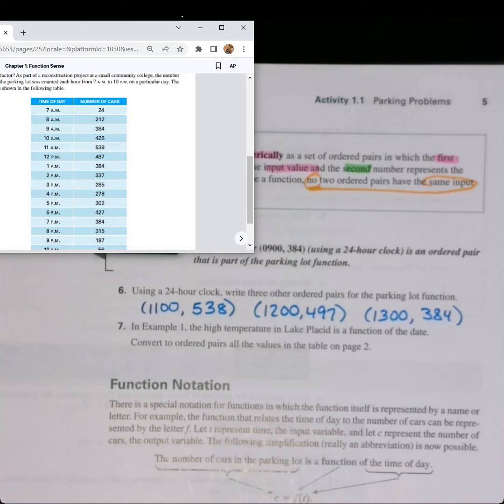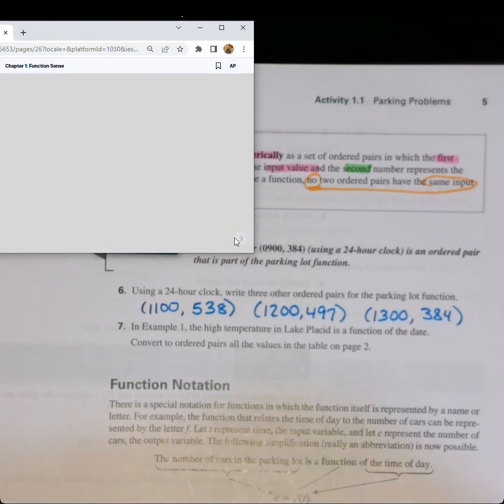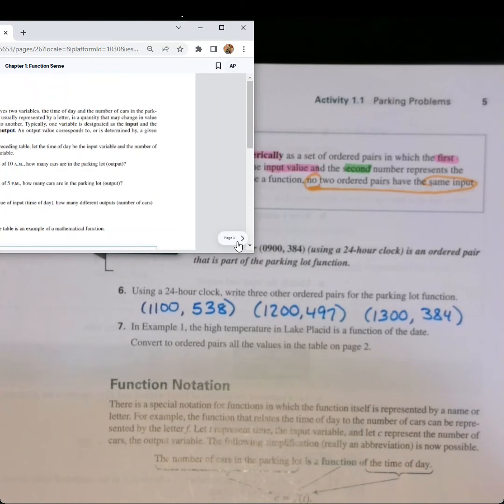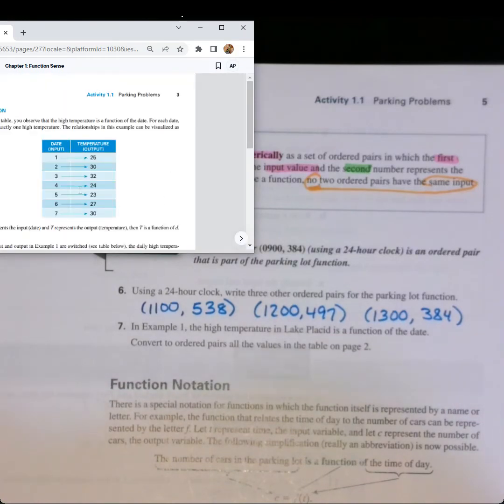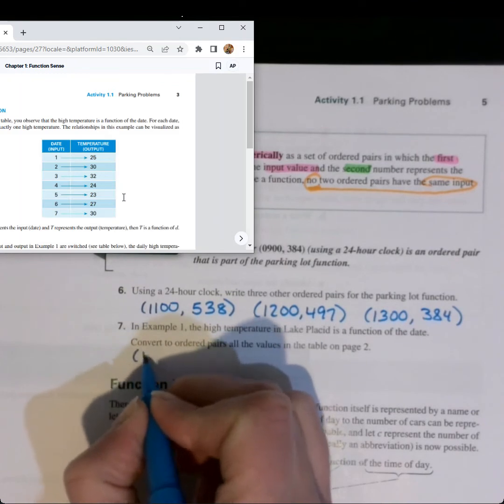So in example 1, the high temperature in Lake Placid is a function of the date. To convert to ordered pairs all of the values in that next table. Okay, so I'm going to keep my book up here so I can just see 2 pages at once. You can flip back and forth if you need to. Here is our Lake Placid data. Now it wants me to convert all of the values in this table to ordered pairs. So the first one is 125.